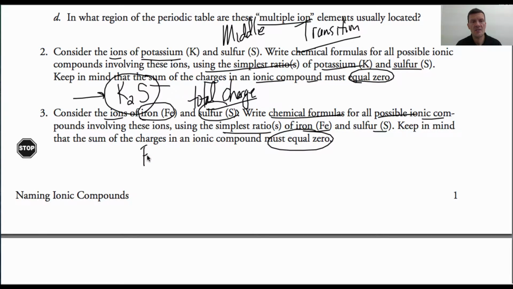So if you have iron and you've got sulfur, iron can lose 2 electrons or it can lose 3 electrons. It can do either one. So it can form an iron 2+ ion. That's 1 iron atom losing 2 electrons to give it a charge of +2. Or 1 iron atom could lose 3 electrons and become a charged particle of 3+. Sulfur only has one option. It will always gain 2 electrons.